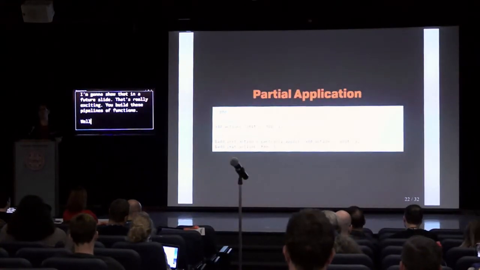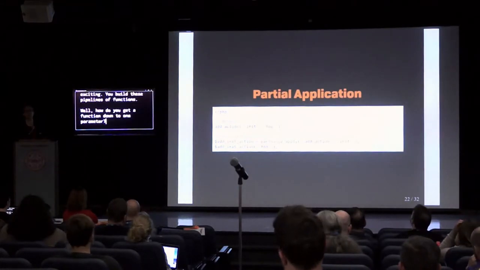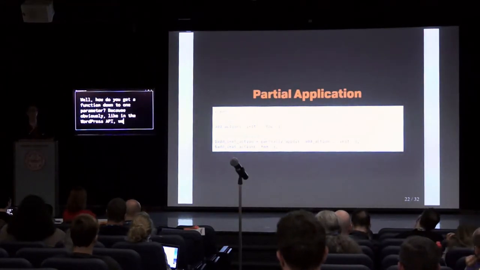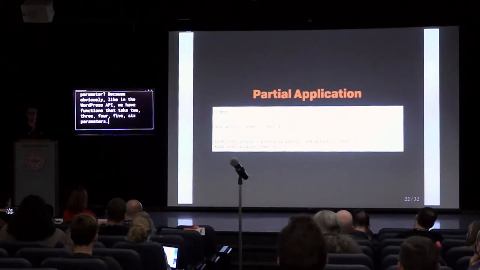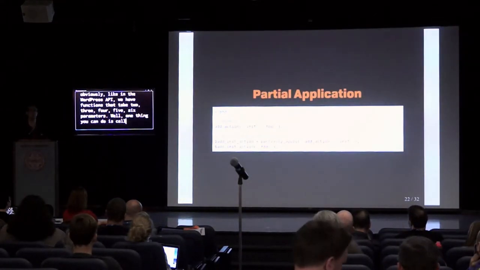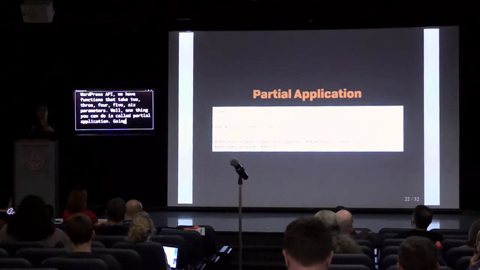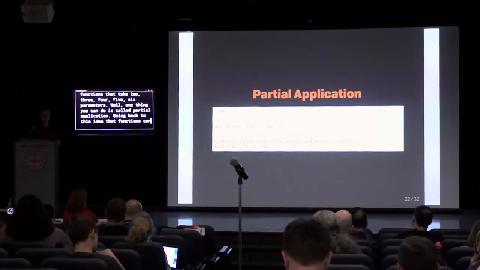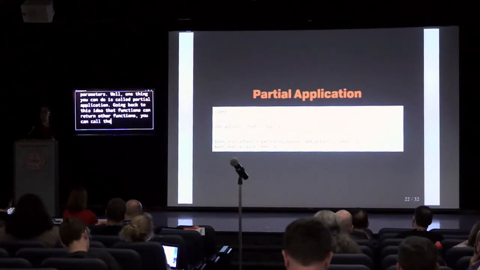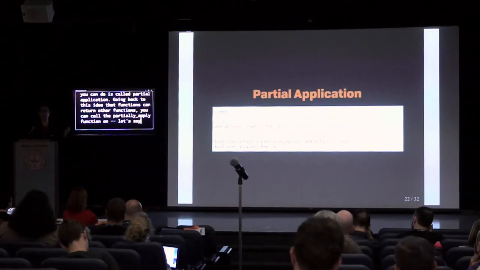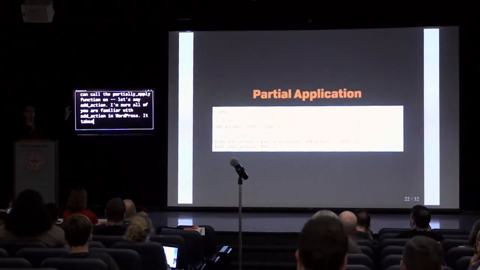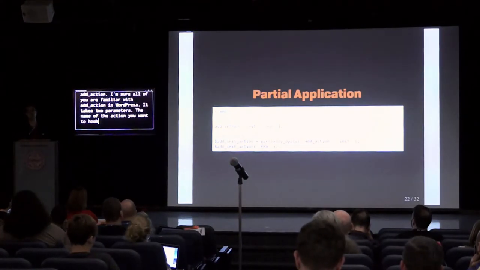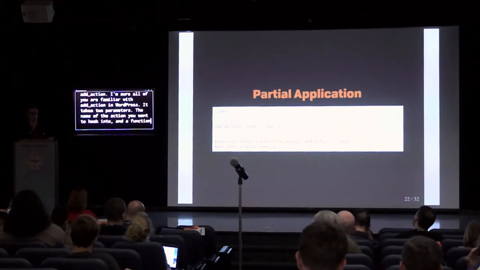Well, how do you get a function down to one parameter? Because obviously, like in the WordPress API, we have functions that take 2, 3, 4, 5, 6 parameters. Well, one thing you can do is called partial application. Going back to this idea that functions can return other functions, you can partially apply, let's say, add action, right? I'm sure all of you are familiar with add action from WordPress. It takes two parameters, the name of the action you want to hook into, and a function for it to call.